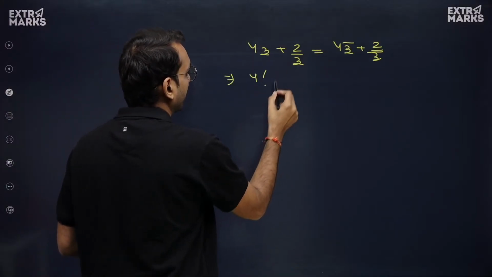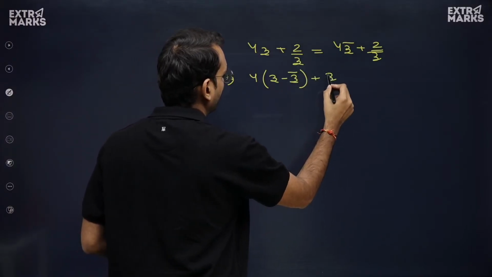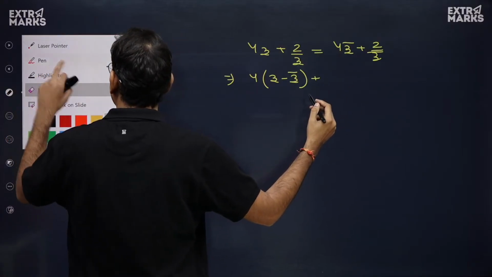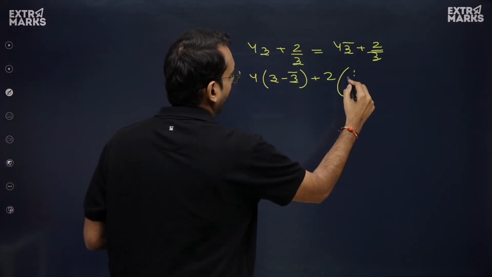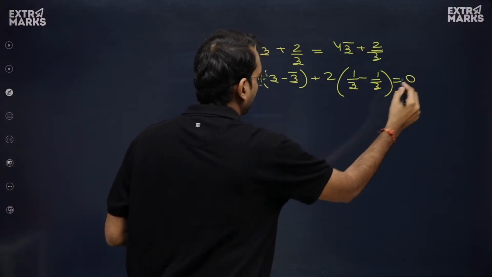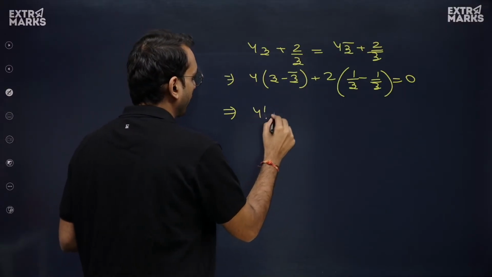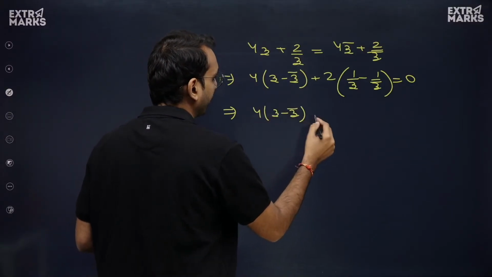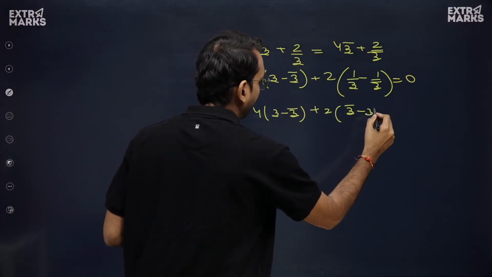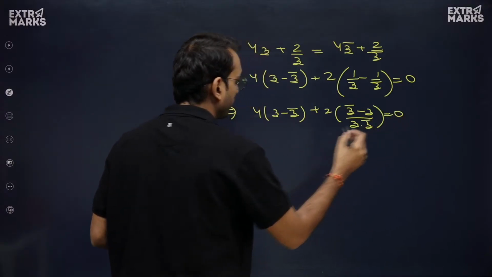We can take 4 out as common and it will become 4 times (z minus z bar) plus 2 times (1 upon z minus 1 upon z bar) equals 0. Now this is algebra, right? You can easily solve that. It will be plus 2 times (z bar minus z) upon z bar equals 0.